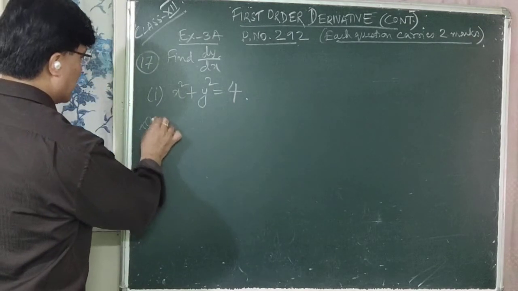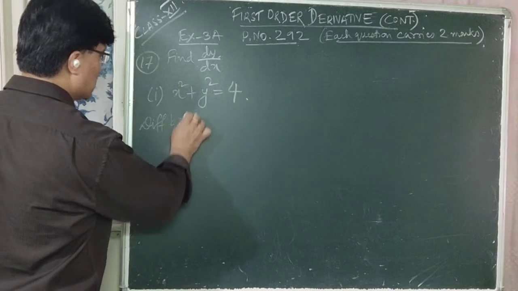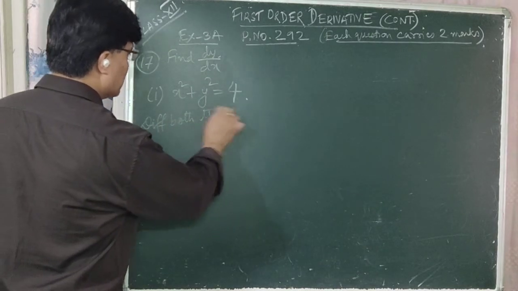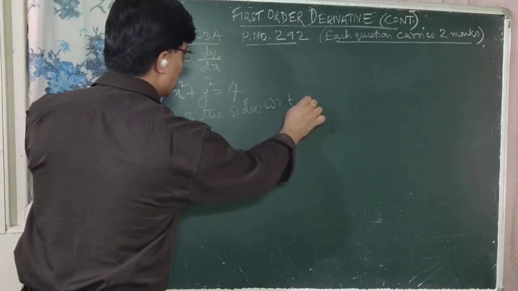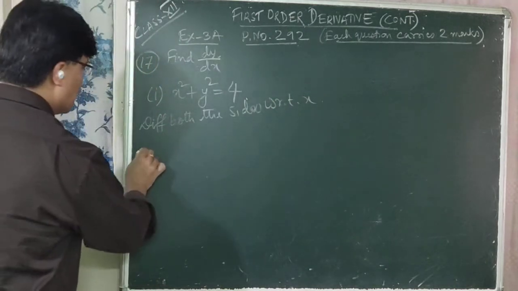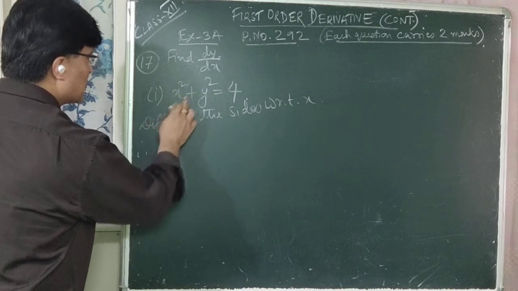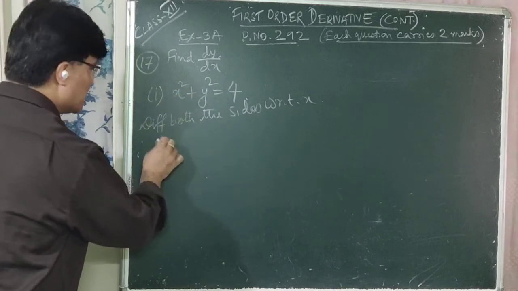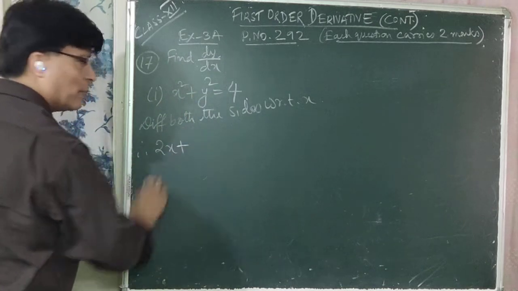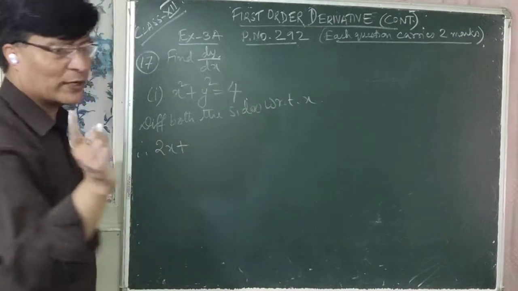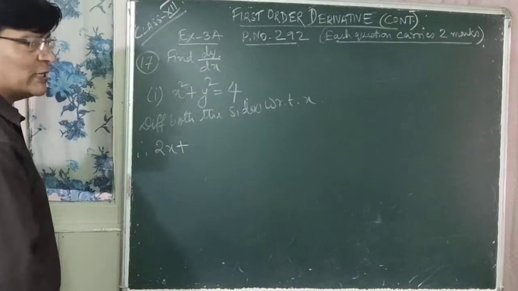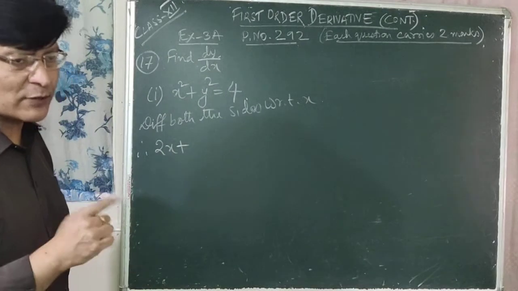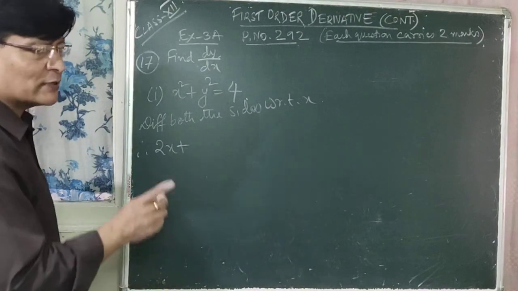So directly you can write, differentiating both the sides with respect to x, okay? Therefore, what is the differentiation of x square with respect to x? 2x, plus, and d by dx of x is 1, you don't have it right here. Now this is y square, but you are differentiating it with respect to x. First of all, take it as x square. What is the differentiation of x square with respect to x?